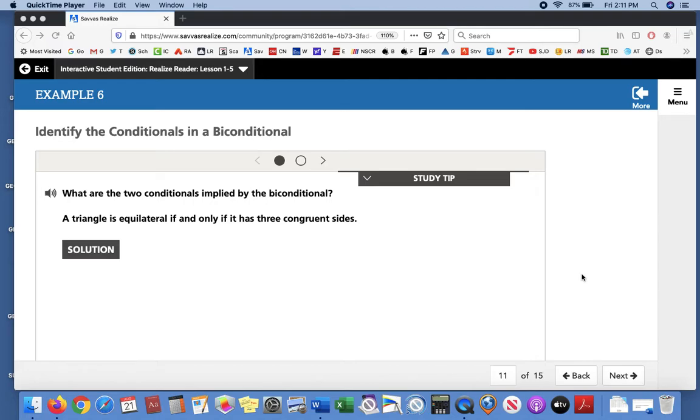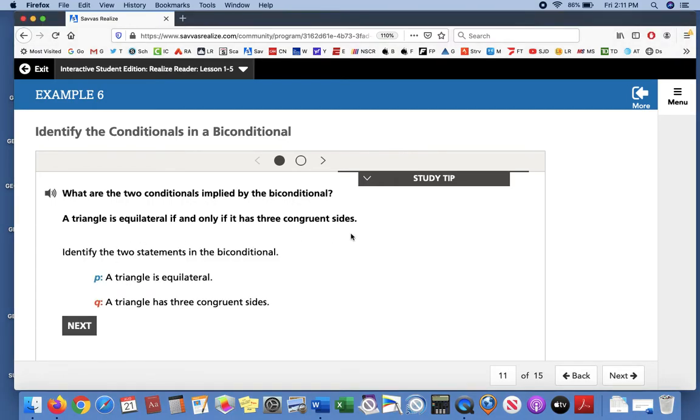Hello, this is a video of example 6 for Geometry Topic 1, Lesson 5, identifying the conditionals from a biconditional. What are the two conditionals implied by the biconditional? A triangle is equilateral if and only if it has three congruent sides. So what we're trying to do is find the two conditional statements.